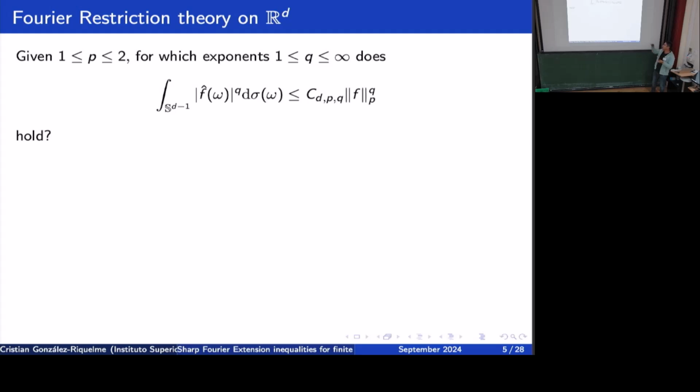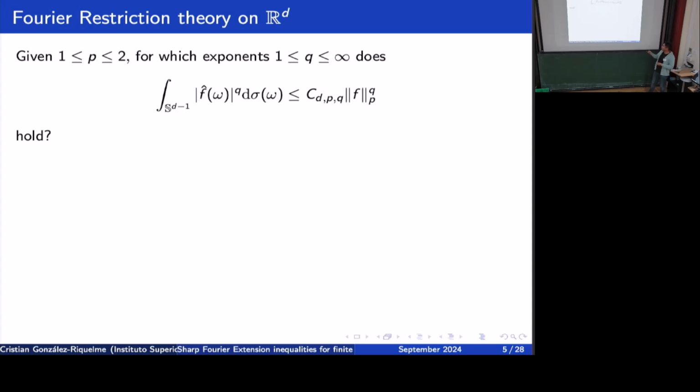And that is measured in some way, depending on the surface that you want. So if you have a continuous function, you can restrict it to any set. Doing that in the whole range is not possible, but you want to see, between 1 and 2, what is the right p in which this works.